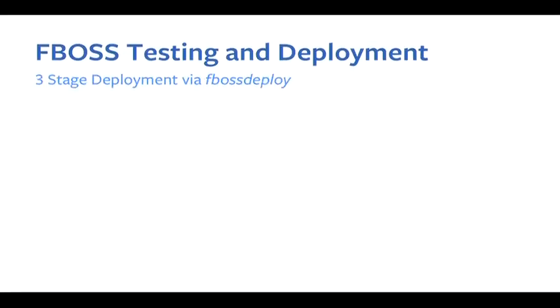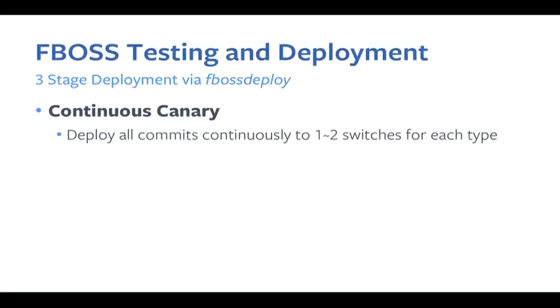To reduce as much software-related outages as possible, we performed 3-stage deployment via our own deployment software called FBOSS Deploy. This process is quite similar to how we deploy our general software service. First stage of deployment is called continuous canary. It deploys every commit to 1 to 2 switches for each type of switch that we have in our data center. These switches are actual production switches with different SLAs.